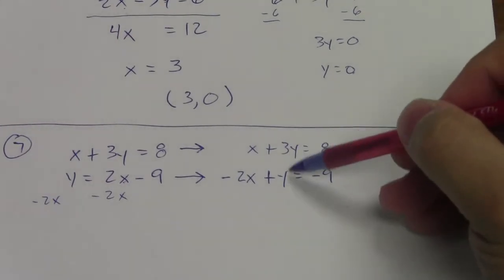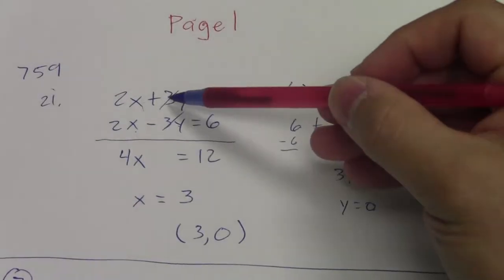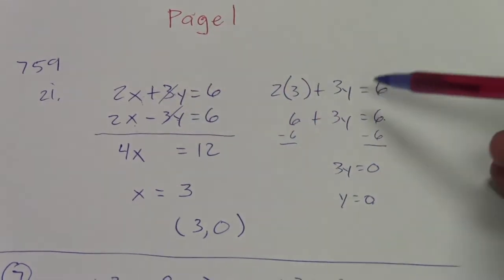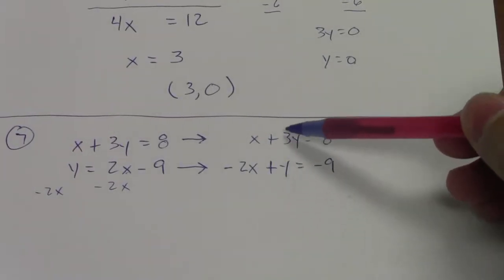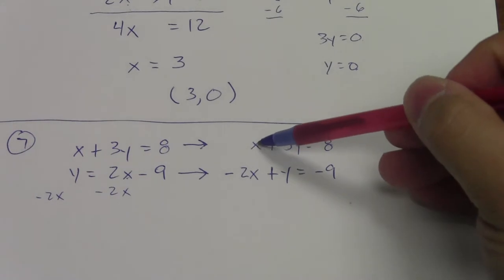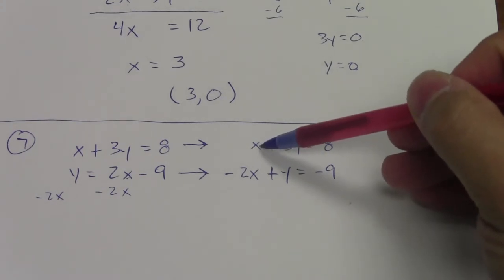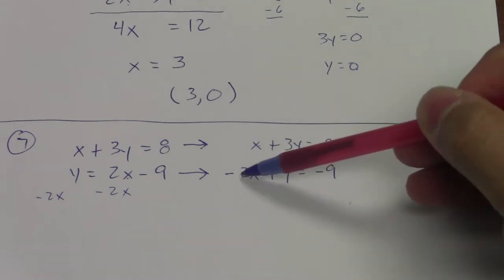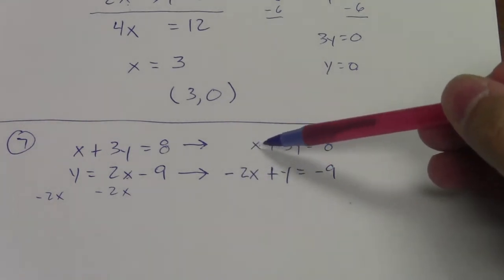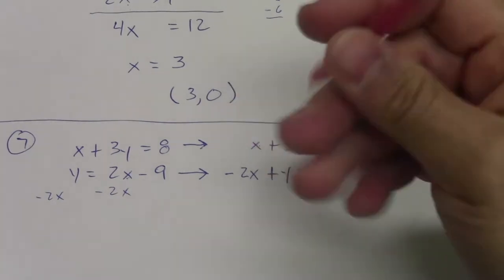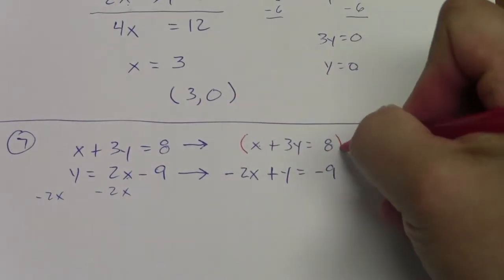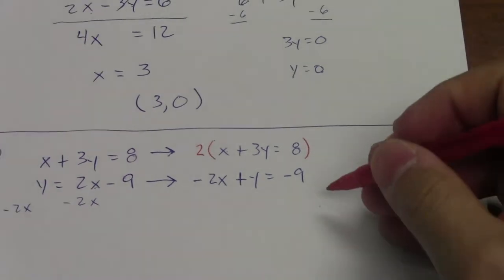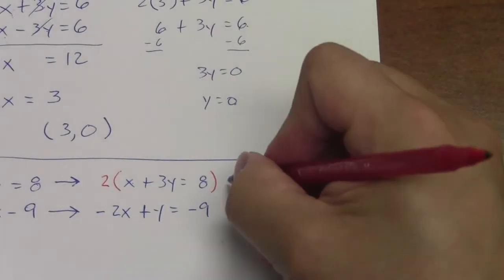Now, unlike the first example where I had a positive 3y and a negative 3y that just canceled out easily, over here it's not really that easy. So what I'm going to do is start with this x. In order to get rid of the x, I have to multiply everything by 2 because I want a positive 2x. Let me do it in red here. I'm going to multiply that whole entire top by 2. All right, so let me rewrite the problem again.